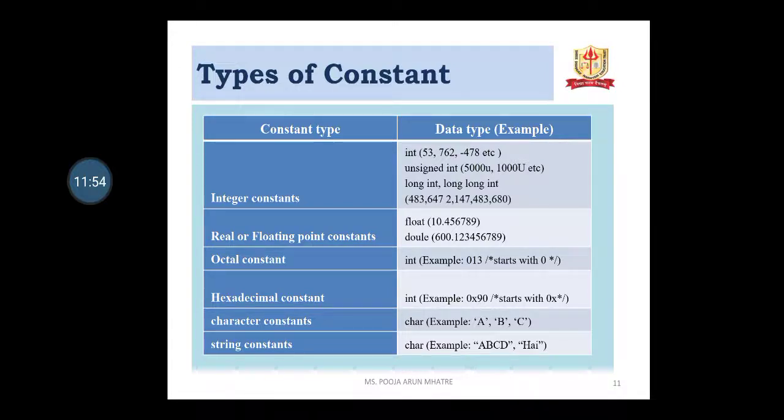Then character constant, that is char. Characters are alphabets like A, B, C, capital, small, etc. Then the string constant, for example ABCD, that means a combination of alphabets. String is a combination of alphabets, like HAI, hey, etc. But the data type used for character constant and string constant is char only.